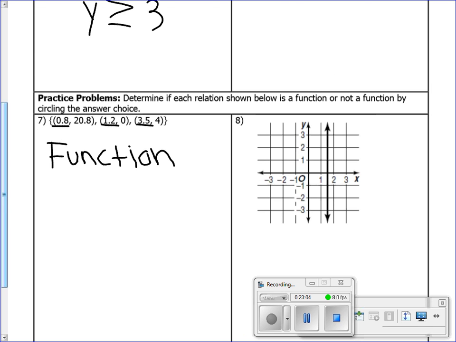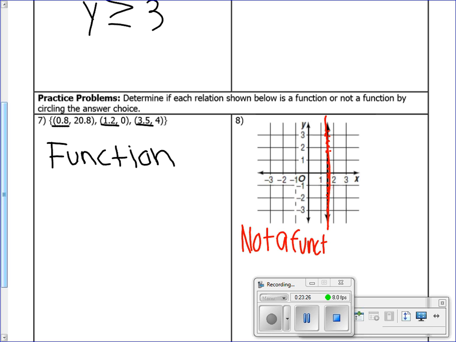Number 8, we have a vertical line. When I go and make my vertical line, on top of my vertical line, this red line is touching the black line underneath it everywhere. So because it's touching everywhere, this is not a function.